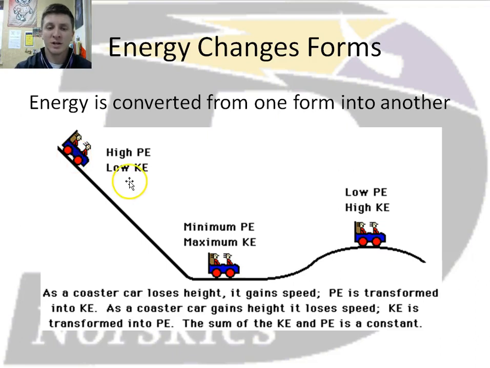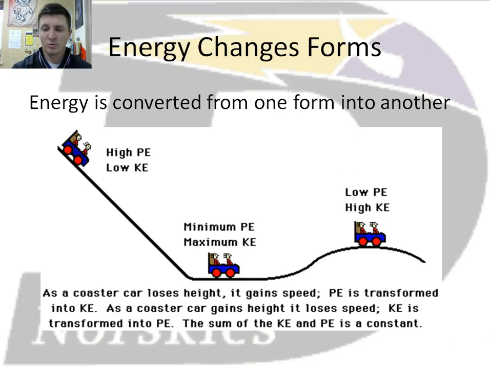So if we look here, we have the coaster at this height, we have high potential energy, low kinetic energy, because let's say it's standing still right here. It's not moving, it doesn't have any kinetic energy, but it is at a specific height. It has high potential energy in comparison to down here. Down at the bottom of this slope, we have minimum potential energy, but we assume it's moving at high speed, therefore it's got its maximum kinetic energy.